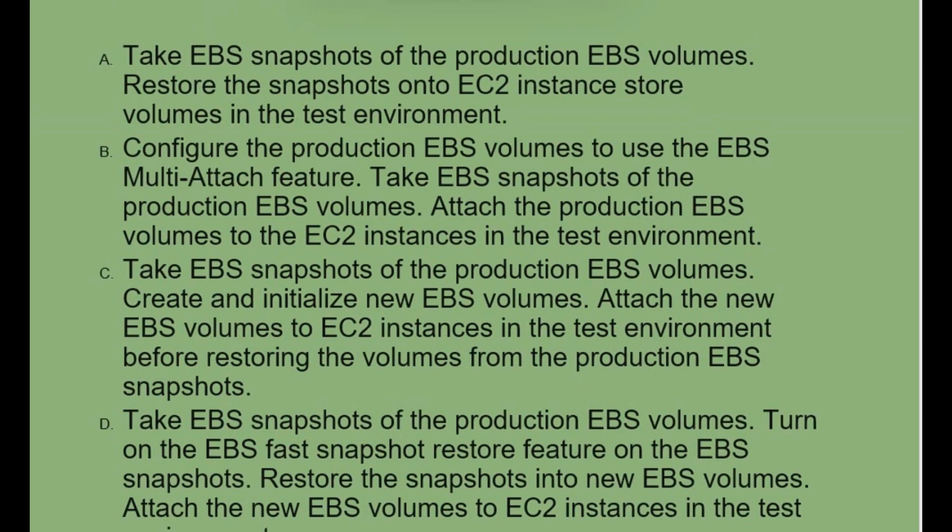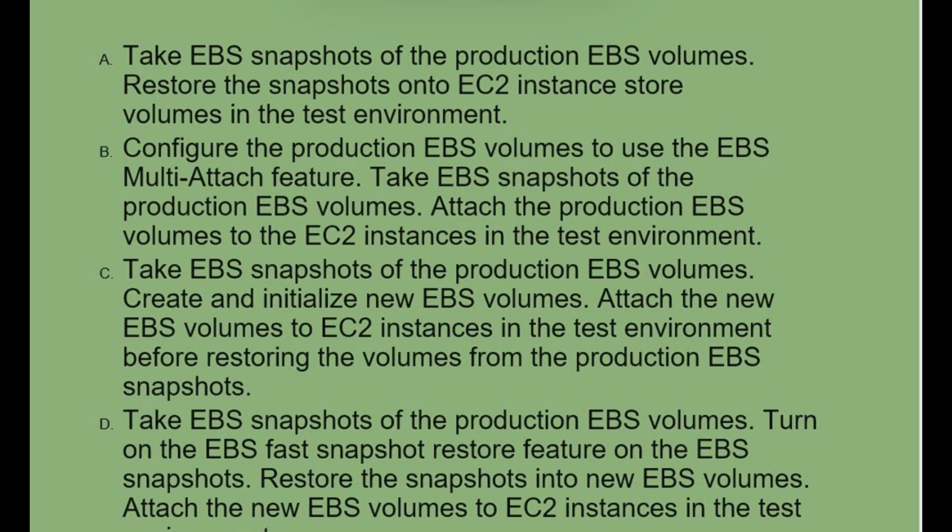Option A. Take EBS snapshots of the production EBS volumes. Restore the snapshots onto EC2 instance store volumes in the test environment. Option B. Configure the production EBS volumes to use the EBS multi-attach feature. Take EBS snapshots of the production EBS volumes. Attach the production EBS volumes to the EC2 instances in the test environment.